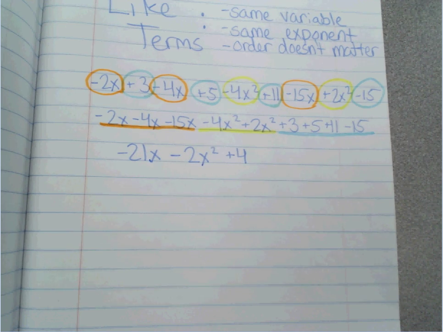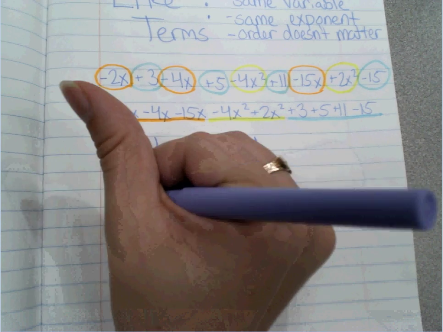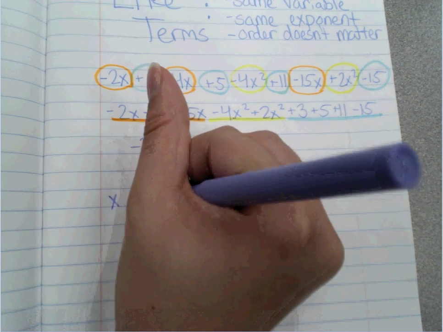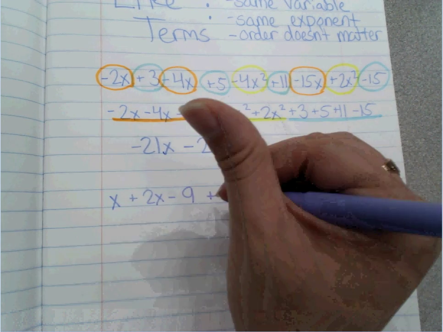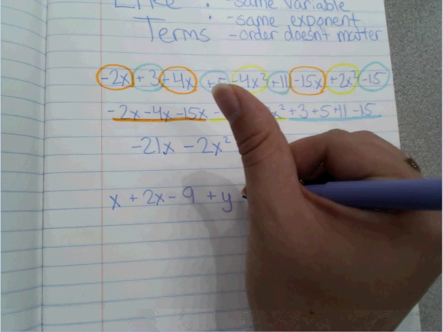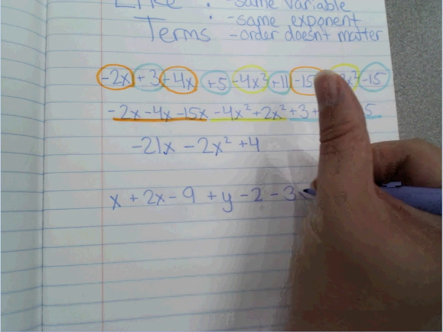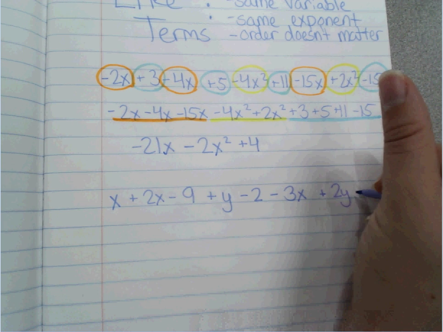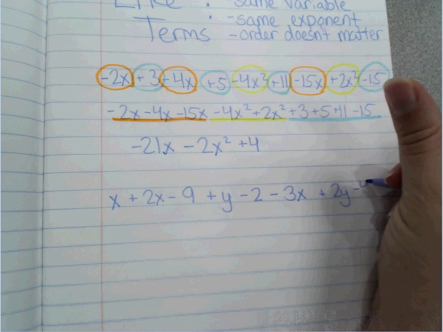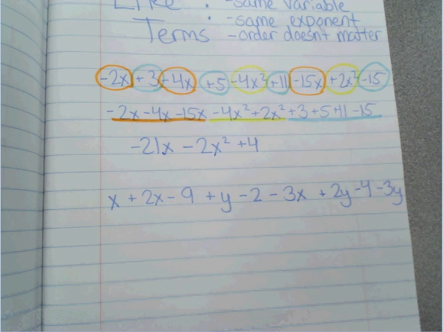So another one we can look at is something like x plus 2x minus 9 plus, let's use y, minus 2 minus 3x plus 2y minus 4 minus 3y. So let's group things that are like together.